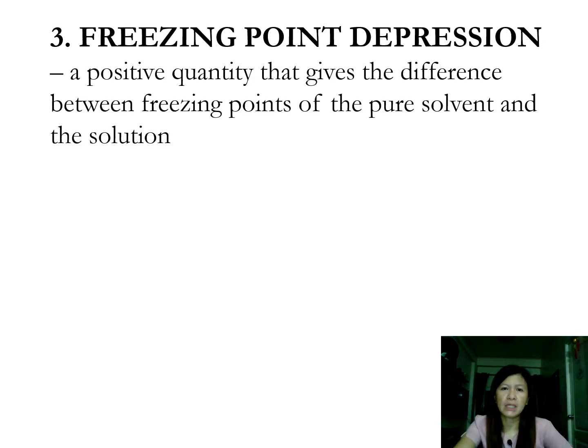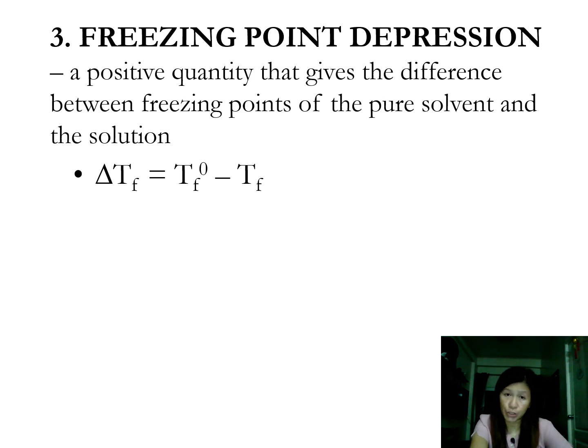The third property is the freezing point depression. This is defined as a positive quantity which gives the difference between the freezing points of the pure solvent and the solution. So if earlier we expect the boiling point of a solution to be higher than the boiling point of the pure solvent, this time the freezing point of the solution is always lower than the freezing point of the pure solvent.